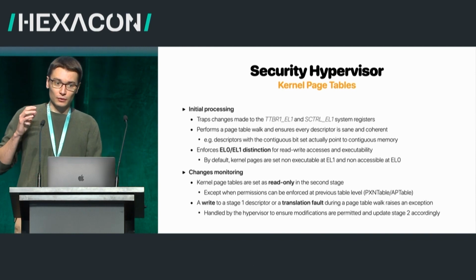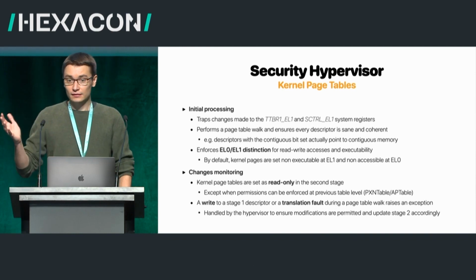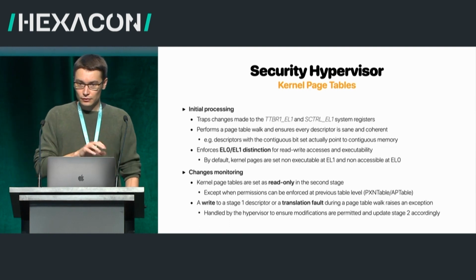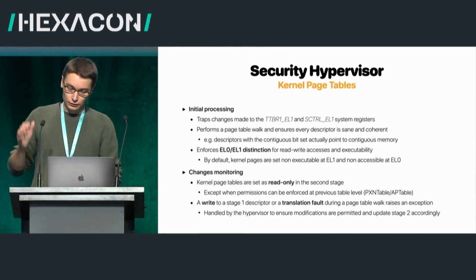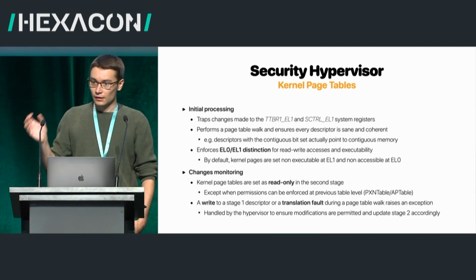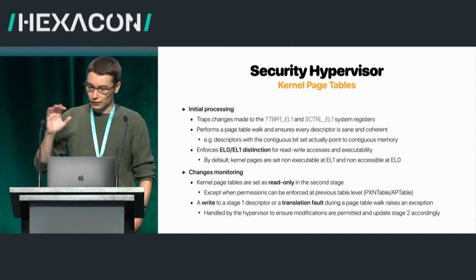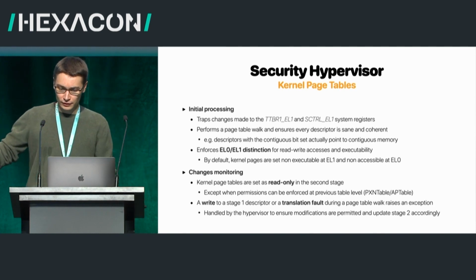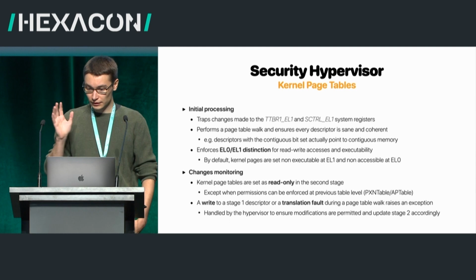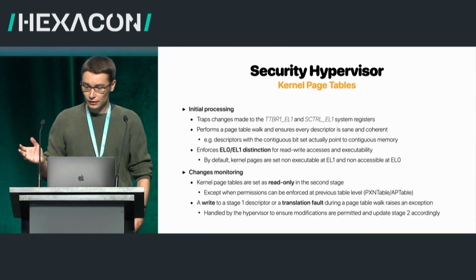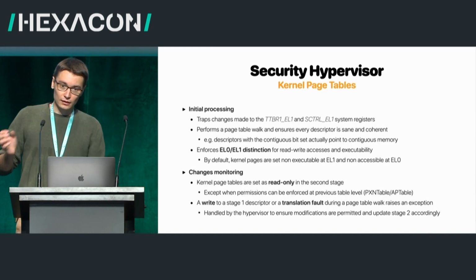And this is done by processing the kernel page tables when they are set initially, and that is when the kernel writes their base address in the TTBR1_EL1 register. So the hypervisor will do a page table walk, and it will carefully check each descriptor. For example, the descriptors that have the contiguous bit set need to actually point to contiguous physical memory.